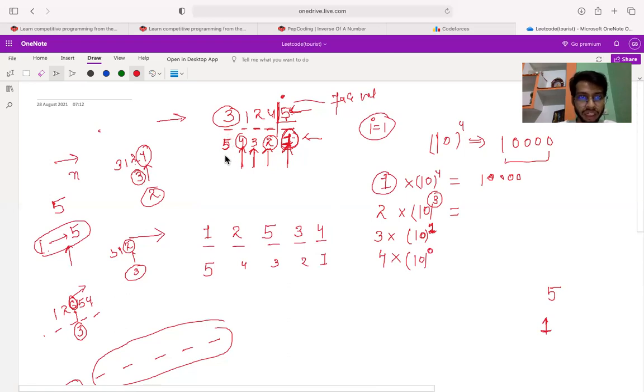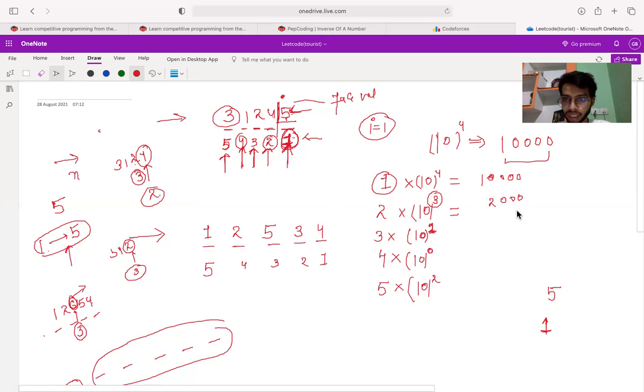And now the situation is, I need to place 5 at the third index. If I have to place 5 at the third index, I need to simply multiply it with 10 raised to power 2, because 100 is my first 3 digit long number. So I'll simply add on these numbers.